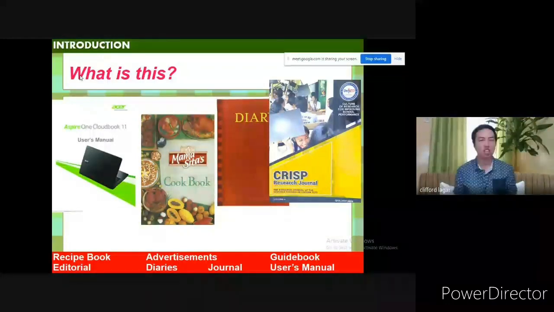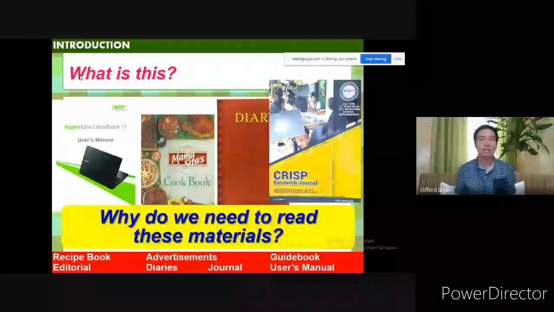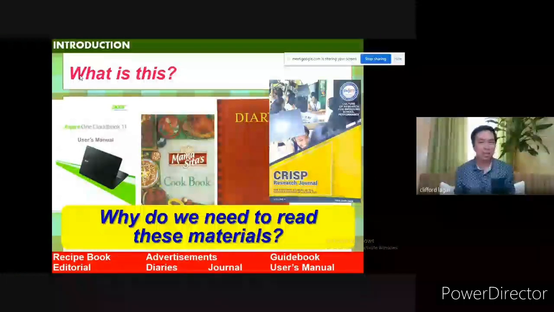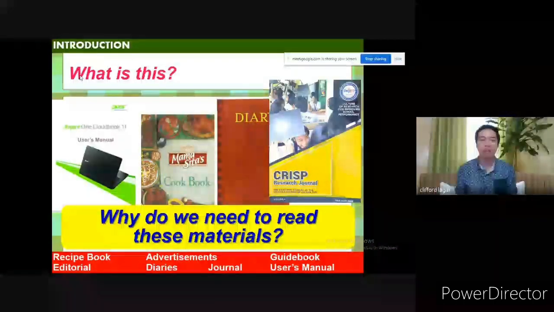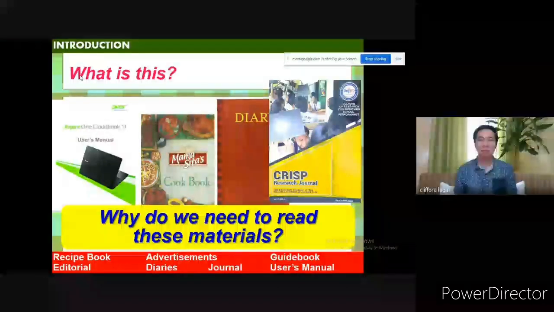Now, let's make connections. So, why do we need to read these materials? Any idea why we should read these materials? Yes, Maya? We need these materials to be guided, to know what to do, and to learn how to cook, sir. Okay, so to be guided, to know what to do, and to be able to know how to cook. Very good.